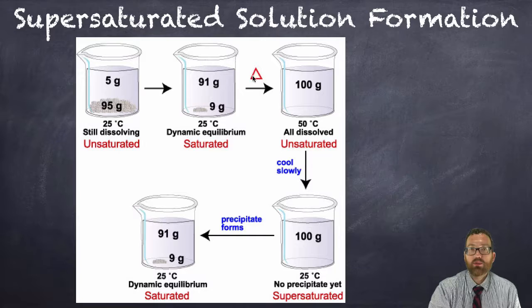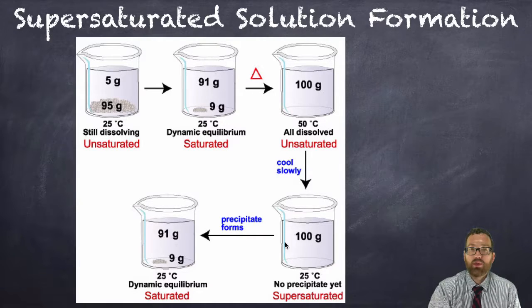But if I heat it up, that's what this little triangle represents. If I heat this solution up to 50, I can dissolve all 100 grams. Now it's unsaturated at this point because at 50 degrees, it can probably hold more than 100 grams. But if I cool this solution down very slowly, very carefully, back down to 25 degrees, and I don't disturb the beaker at all, if I'm lucky, I can still keep all 100 grams dissolved in the solution. Now at 25 degrees Celsius, it can hold normally 91 grams, but I've tricked it by doing this careful slowing down to hold 100 grams. Now the solution is said to be supersaturated.